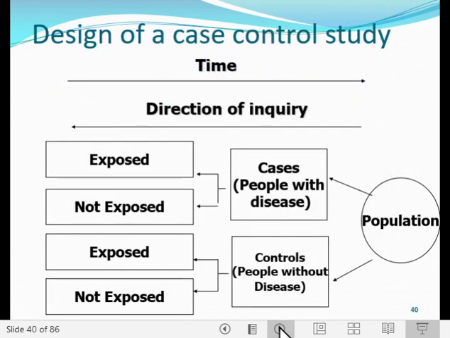Before that, the design of the case control study is that the direction of inquiry is in reverse. That is, when we start with the population, there are cases, people with the disease, and controls, people without the disease, and then you have to study those who are exposed to the etiological factor and those who are not exposed to the etiological factors in both the groups. So, it is a retrospective study.